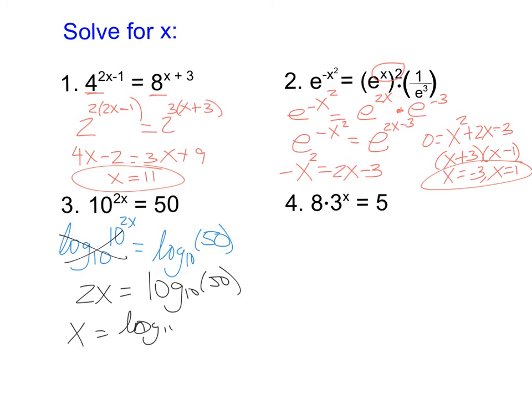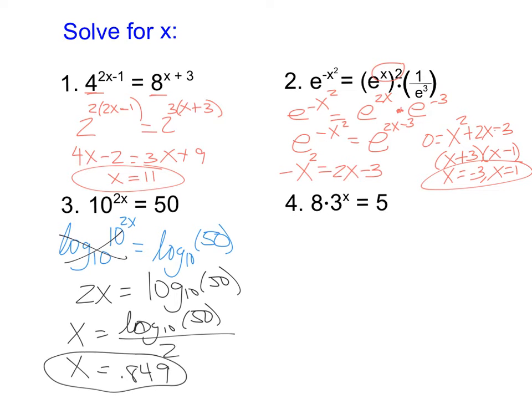Oops. I'm so used to ln. And then if you want to put that in the calculator, let's see what we get. Log of 50 divided by 2. And you get 0.849. Always give me 3 decimals. That's a set thing. 3 decimals rounded correctly.